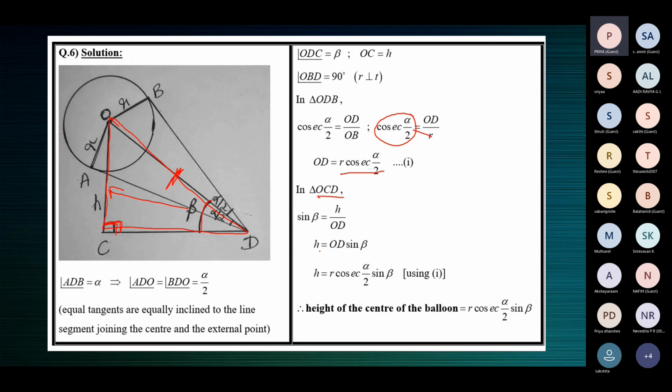Now remember, children, h is what we have to find. We have to find the height of the center of the balloon. So don't think you don't need h. When you cross multiply, you get h is equal to OD sine beta. But what is OD? R cosecant alpha by 2. So instead of OD, use R cosecant alpha by 2. So h is equal to R cosecant alpha by 2 sine beta. It's the height of the center of the balloon from the ground. This is what we had to do.